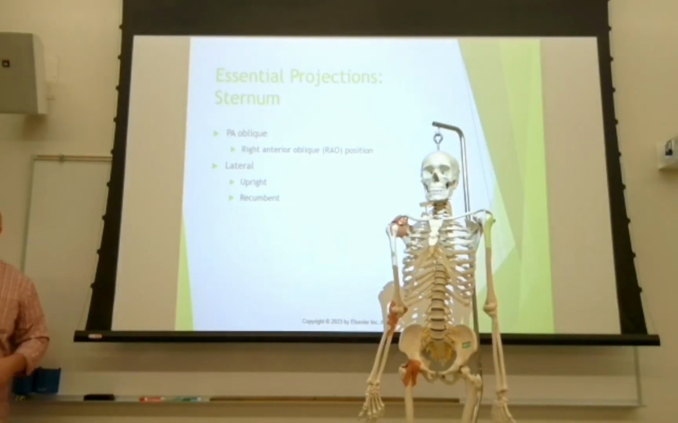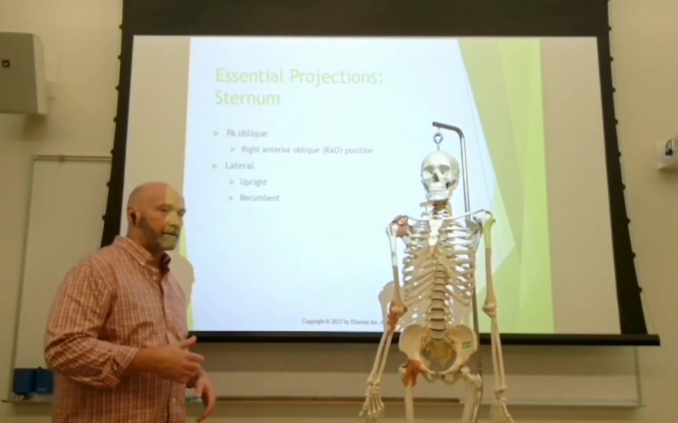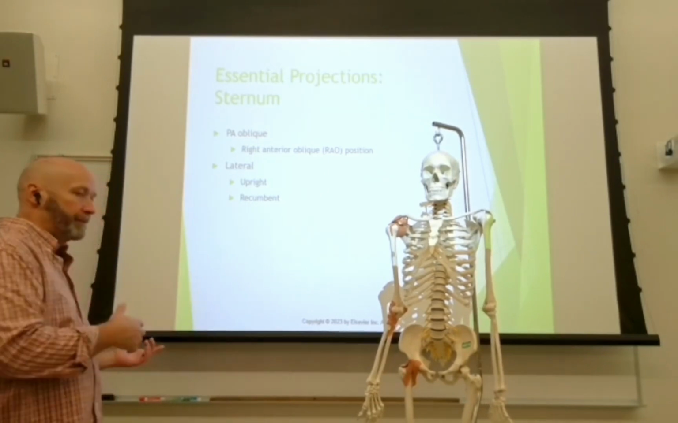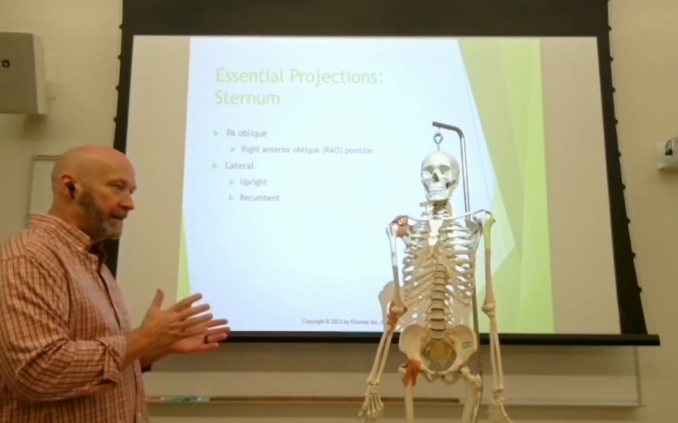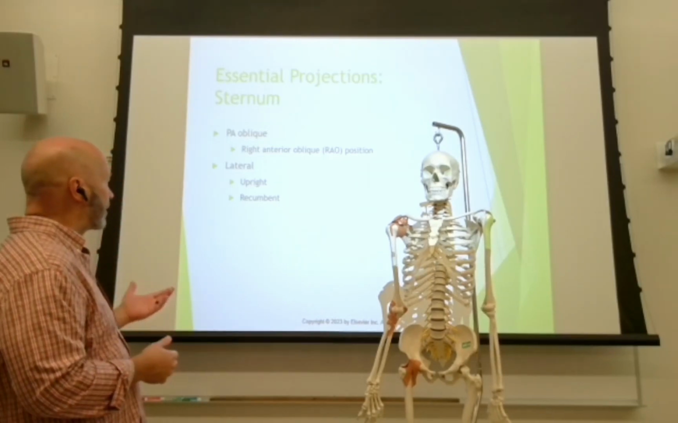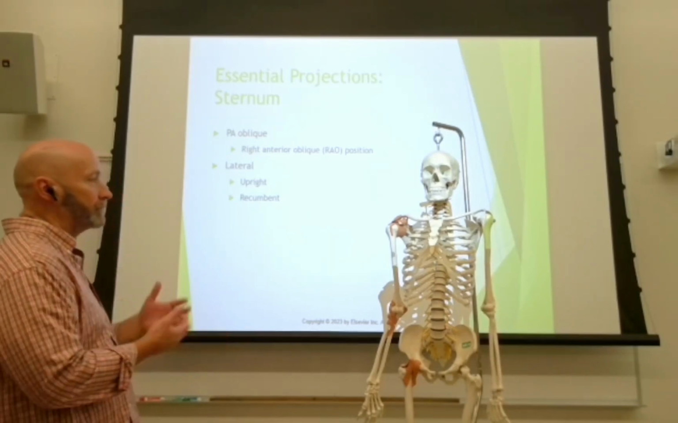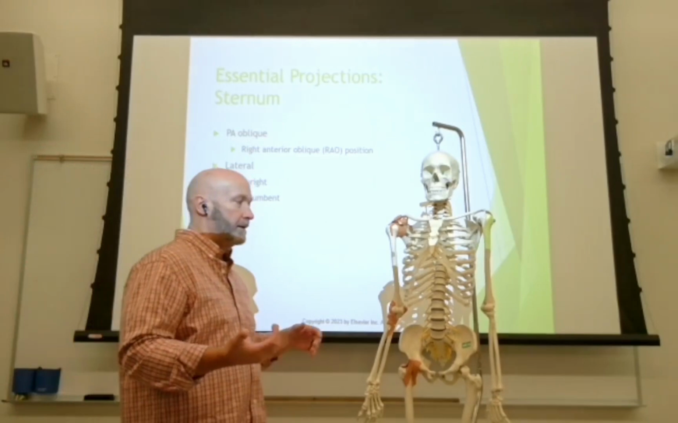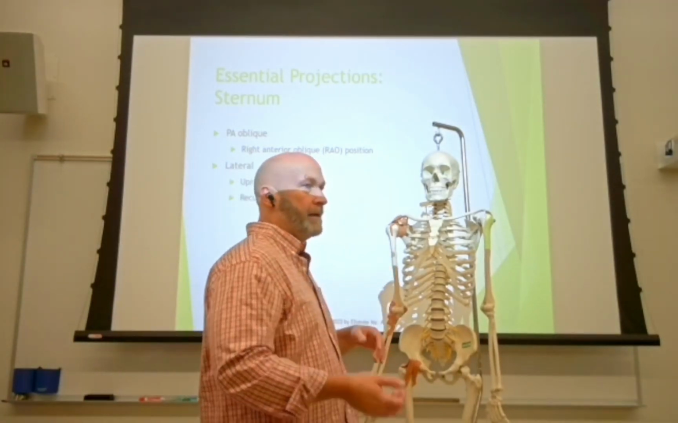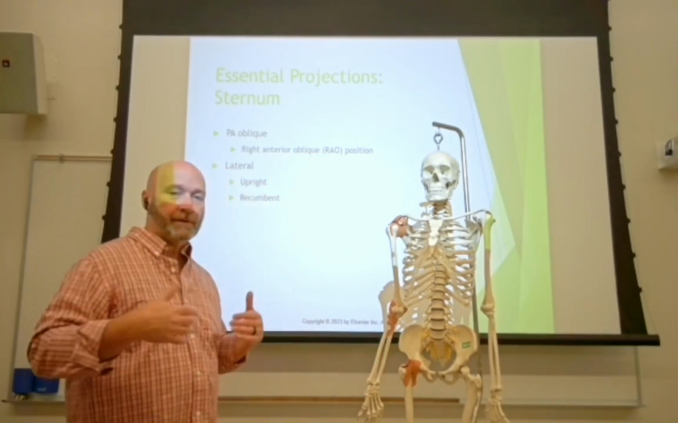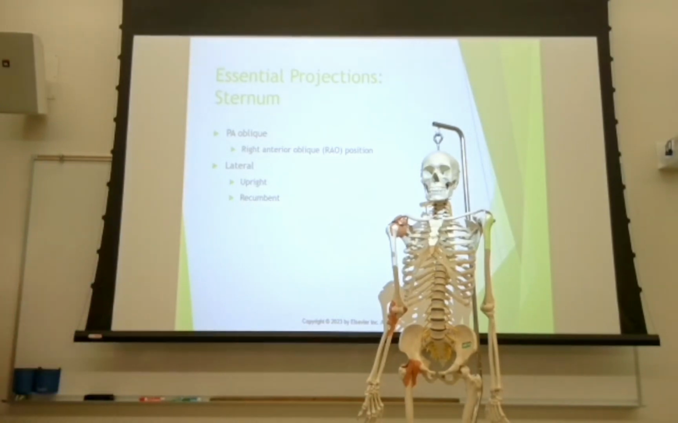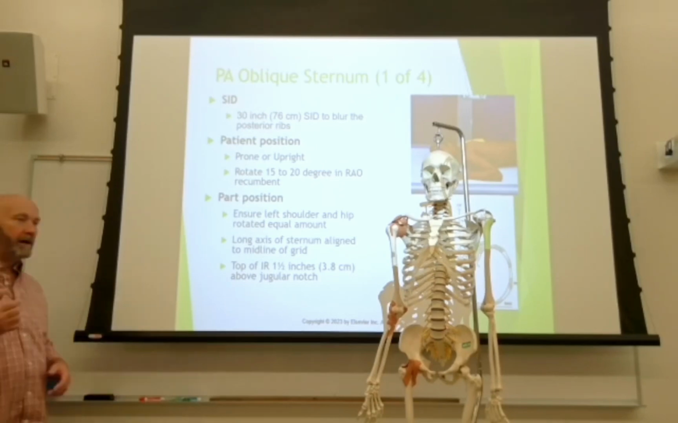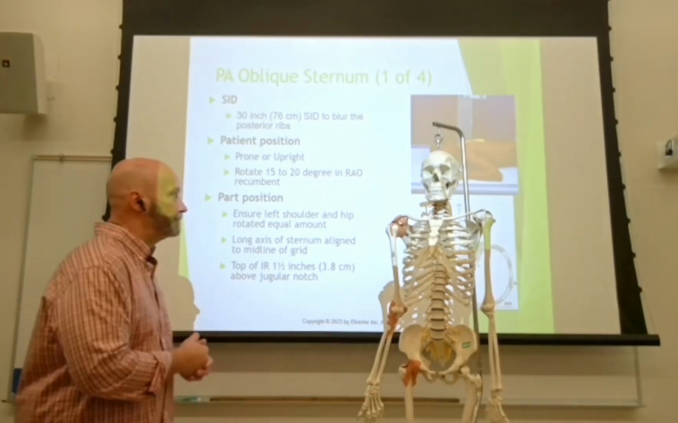So the essential projections for the sternum, we're going to do a PA oblique. We just talked about that a minute ago. We're going to shoot PA projection, put the sternum as close to the image receptor as possible, 30-inch SID, and then we're going to do a lateral of some sort. It could be upright. It could be cross table with the patient laying down. It could be shooting into the table with the patient laying on their side. So they're going to be recumbent in some position. Personally, it's easier for me if you just shoot it cross table.